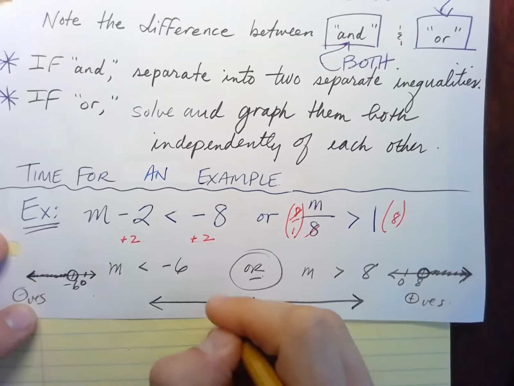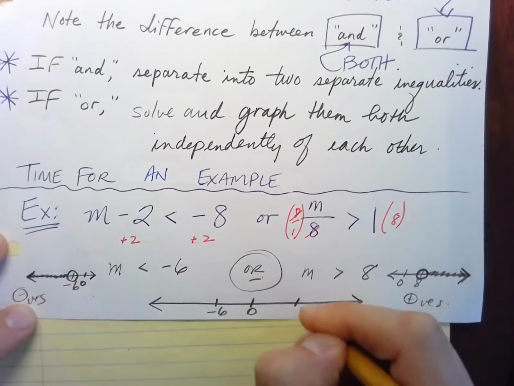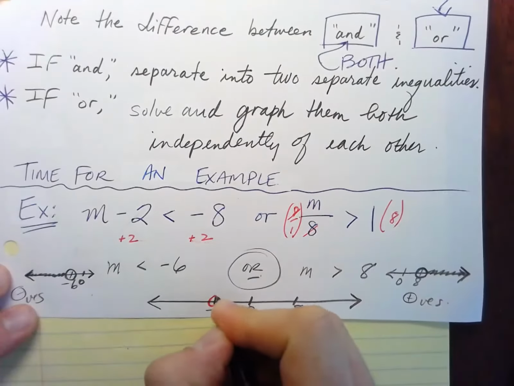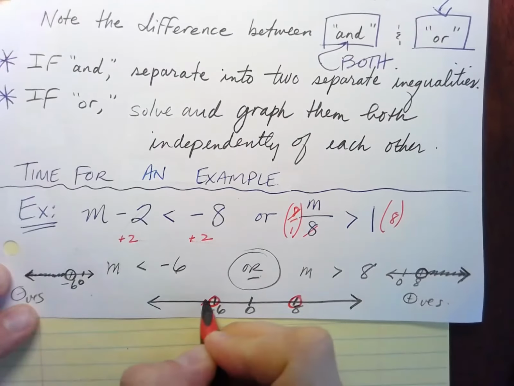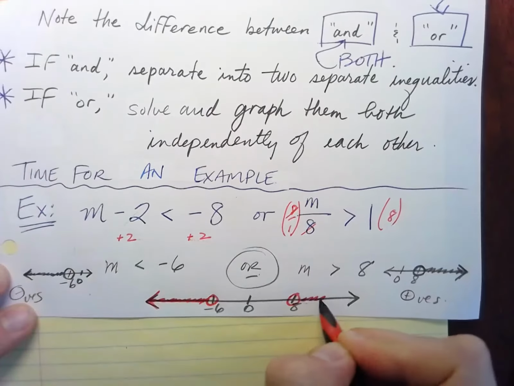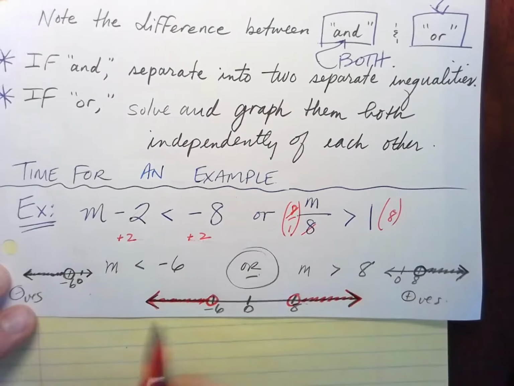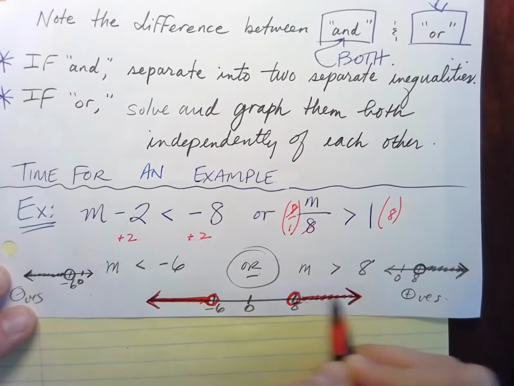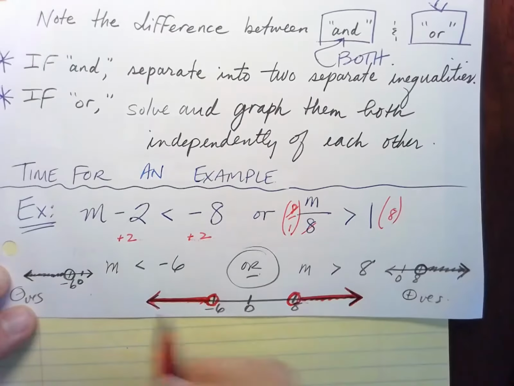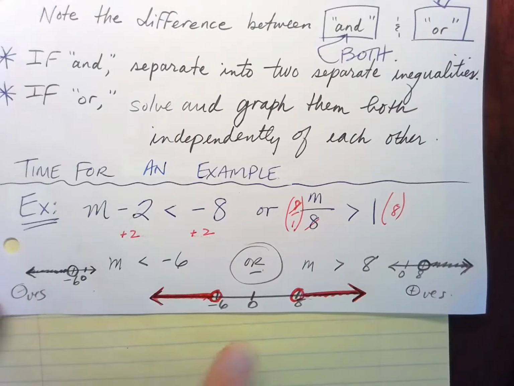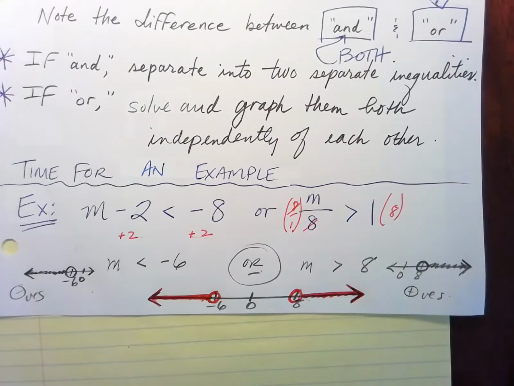Here's 0, here's negative 6, and here's 8, right? And they're both open. So here's open, and this one is going down because it's less than that, okay? And this one's going up because it's greater than that. And so that is what my graph looks like for this. And they never overlap because there's no place that this one and this one both exist. So this is what the graph of an OR statement looks like. Okay? Let's look at a couple other examples.